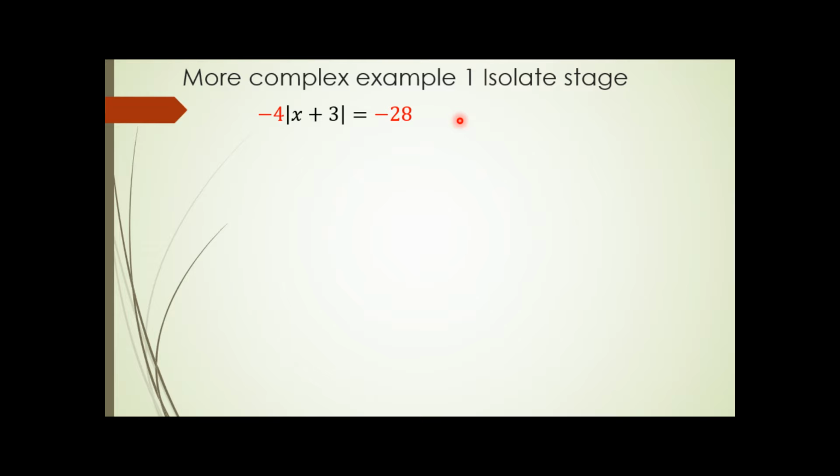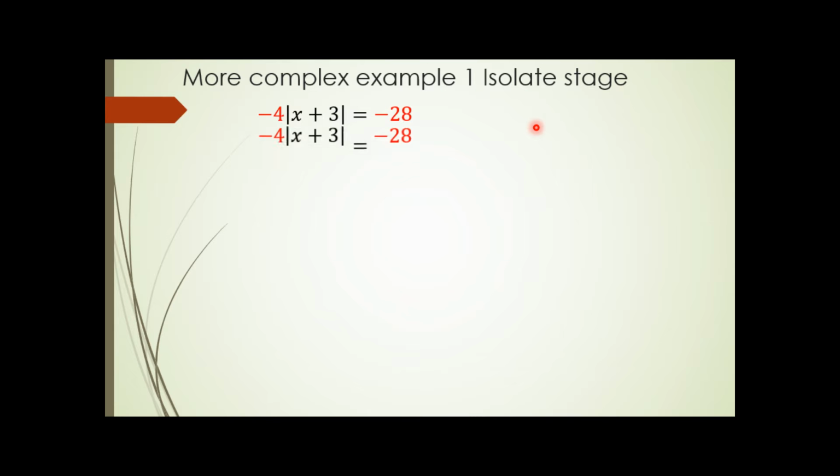So a more complex example, isolation stage 1. So like this, the first thing we need to do is isolate. We're in the first stage of isolation. That's what this means. More complex example, isolation stage, stage 1. So notice we have this -4 and -28. Some of you might be tempted to say, no solution. But this isn't isolated. We first need to isolate this before we can say no solution.